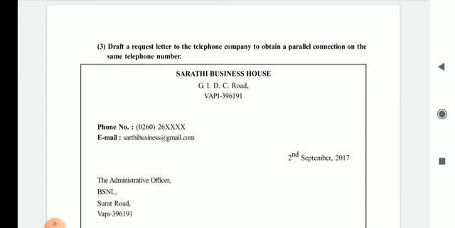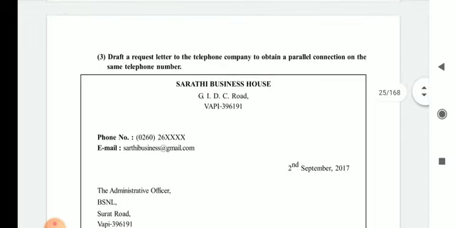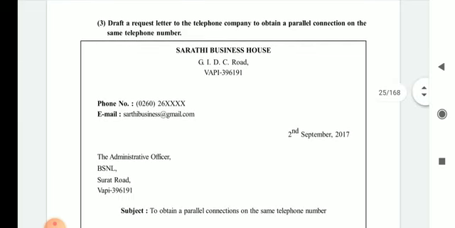In a single connection you will get directly to only one telephone, but in a parallel connection you dial a particular number, and at that time the whole department where the telephonic facilities are available will ring. So parallel connection means the intercom facility. Draft a request letter to the telephone company to obtain a parallel connection on the same telephone number. Same telephone number, they want a parallel connection.